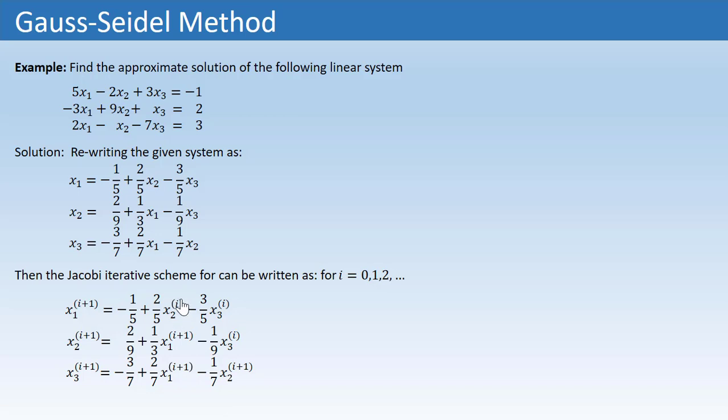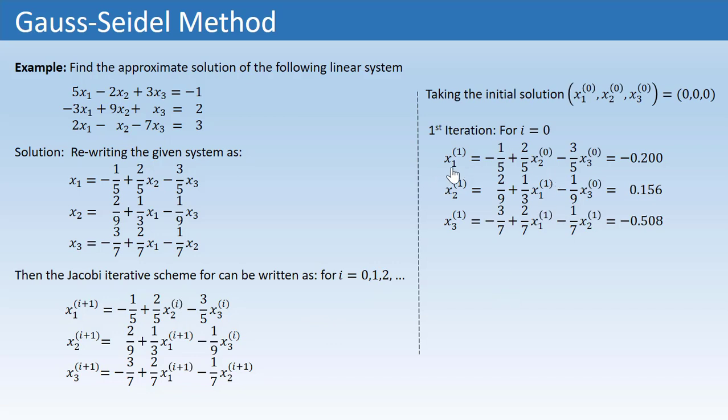We need the ith approximate value of x2 and x3 to find the i plus 1th approximate value of x1. We need the ith approximate value of x3 and the i plus 1th approximate value of x1 to find the i plus 1th approximate value of x2. Similarly, we need the i plus 1th approximate values of x1 and x2 to find the i plus 1th approximate value of x3. If we substitute i equals 0 into this scheme, we will get the solution expression for the first approximate solution. On the right hand side, for evaluation of x1 we need the initial solution of x2 and x3.